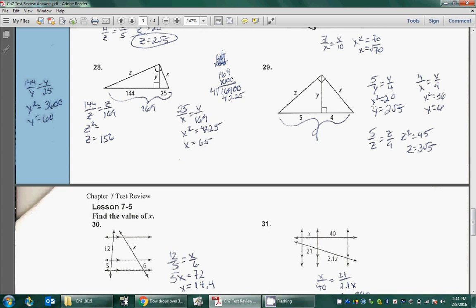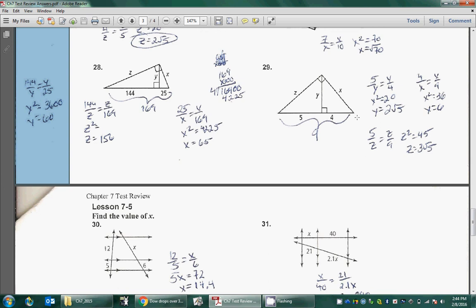For the x here, it is touching both the 4 and the whole thing, which is 9. So x is the geometric mean between 4 and 9. So that means I've got to multiply 4 and 9 and then take the square root. So 4 times 9 is 36. When I go to take the square root, it is 6.